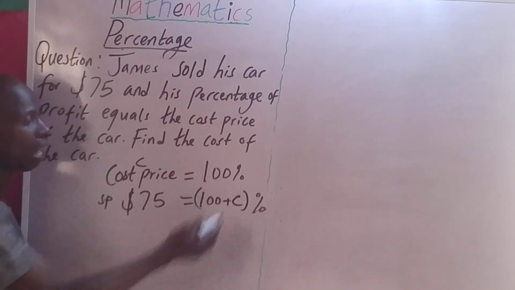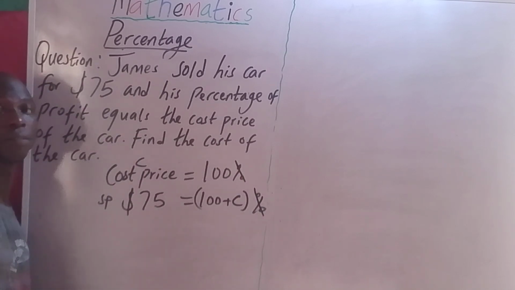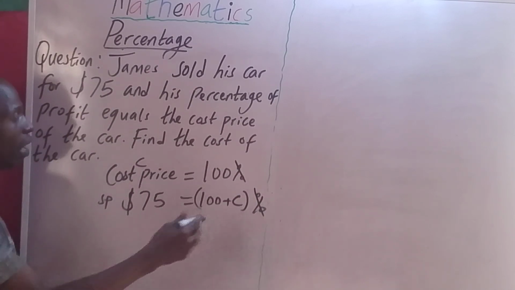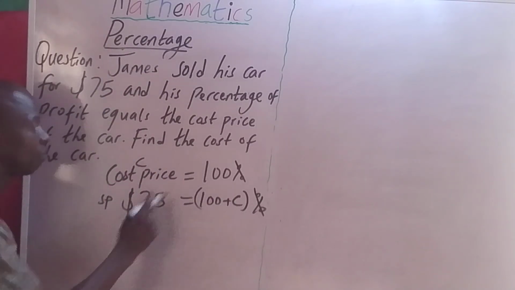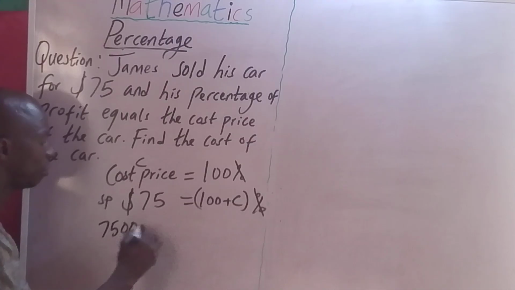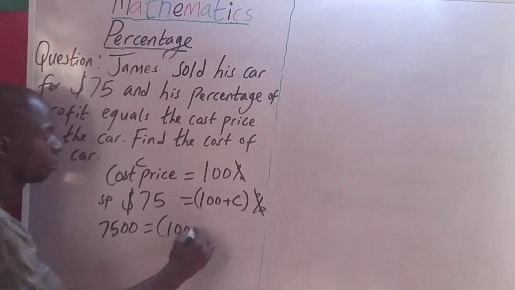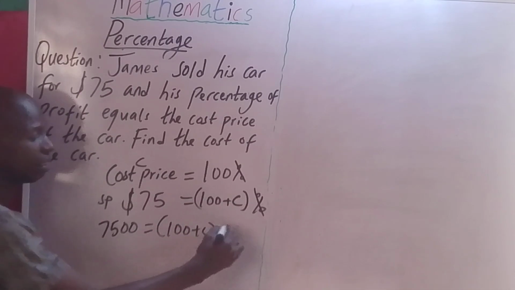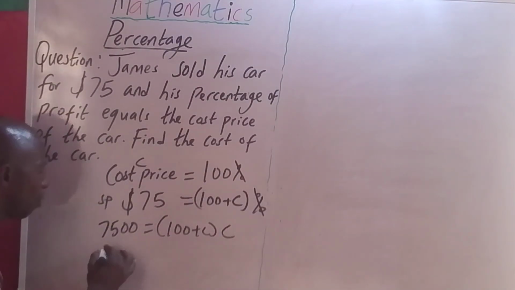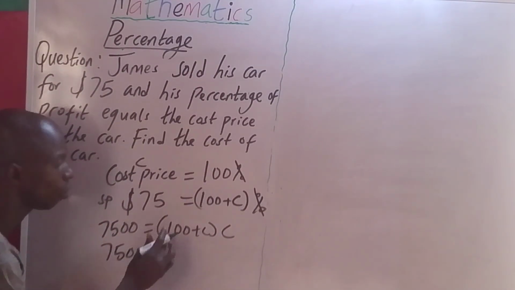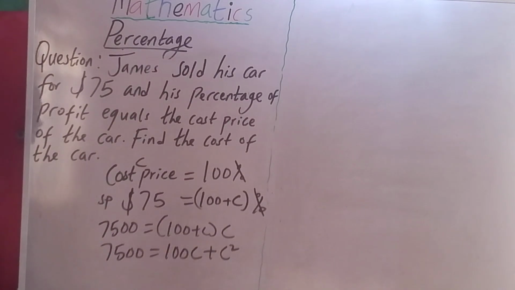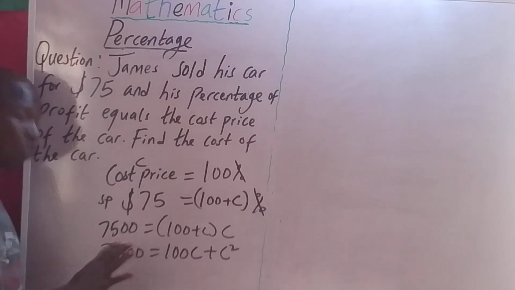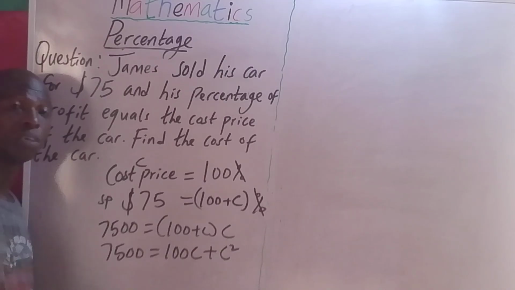Now what I'll do from here is cancel this, cancel this. Then I can cross multiply: 100 times 75 to my left, C times 100 plus C to my right. So let's do that. 75 times 100 will give us 7,500 equals 100 plus C times C. To simplify this further, we have 7,500 equal to 100 times C is 100C, C times C is C squared. Now, it's becoming tricky, right? Don't worry, it will lead us to a quadratic equation, which will make the whole thing a lot easier.